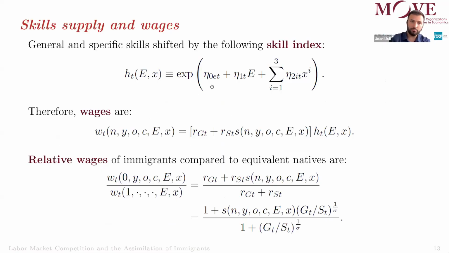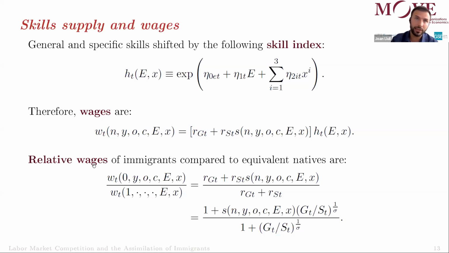So this is the general index of skills shifter, this H of EX. This is essentially a period-specific Mincerian type of return. So there's some return to education level, and to a polynomial of experience. And then wages are essentially the product of prices of general skill units times the number of general skill units an individual produces, plus the price of the specific skill units times the number of specific skill units that an individual produces, which is S times H. Again, S is 1 for natives, a fraction for immigrants.